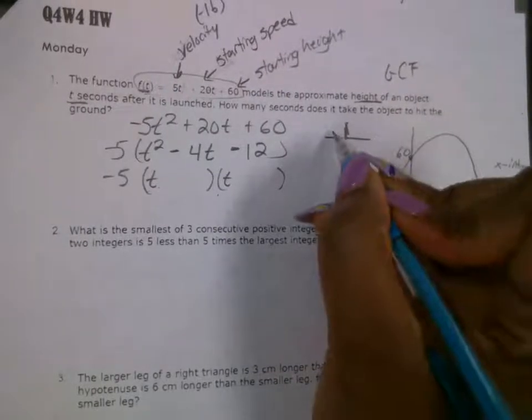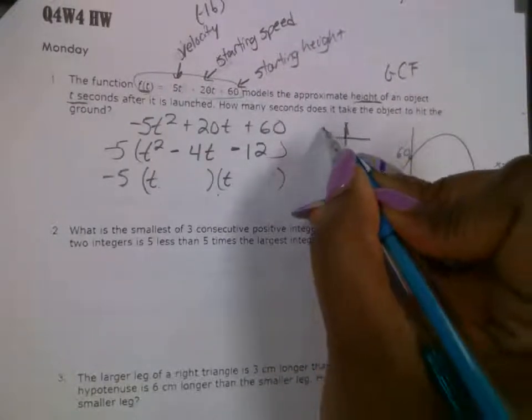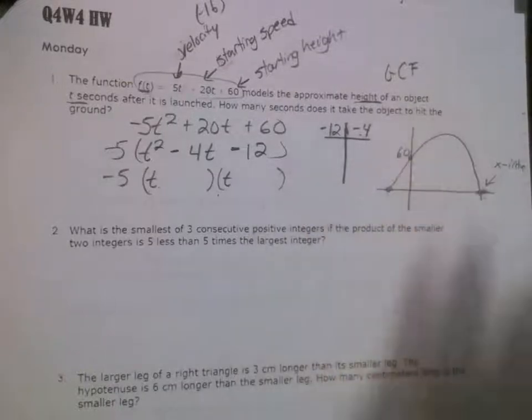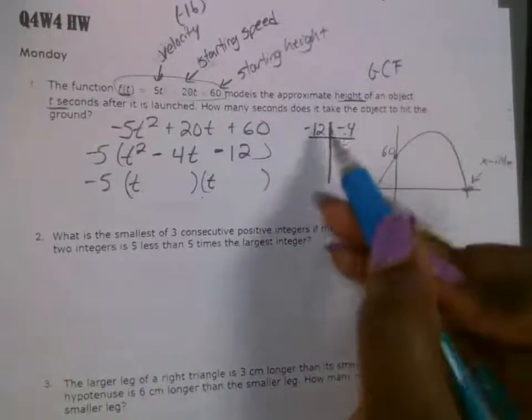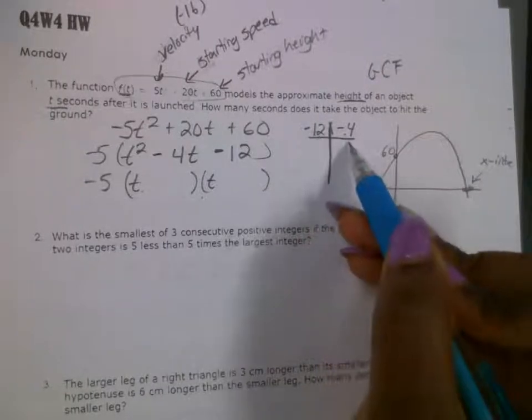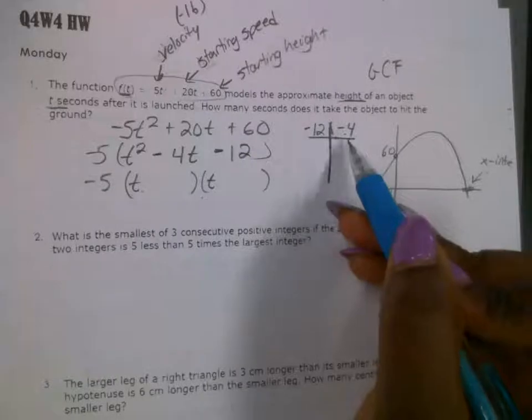And what's going to be in this first column? This is negative 12. And what's this going to be? Negative 4. So we have to think, what two numbers can be multiplied to give us a negative 12, but when we add them together, we get a negative 4.